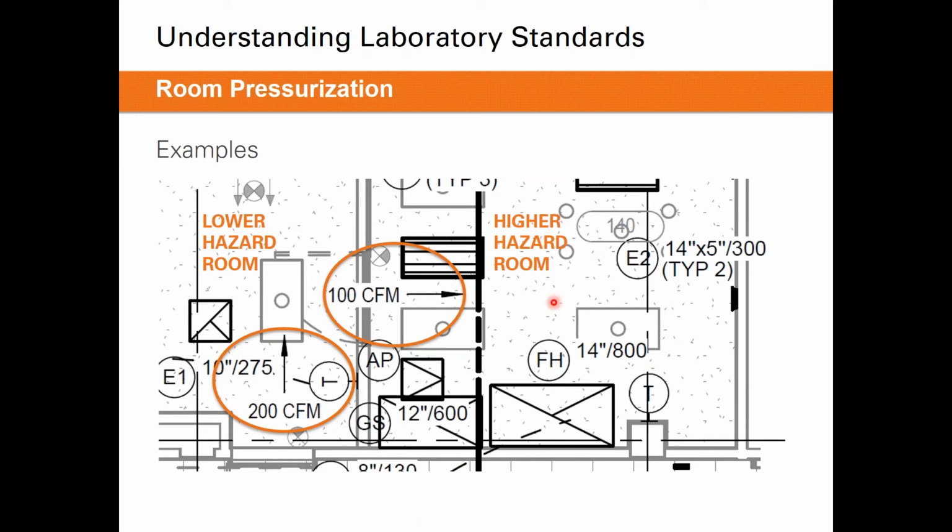This means that as we open doors and enter spaces, airflow will flow from the corridor into the lower hazard room and then into the higher hazard room from the lower hazard room. So this can be a useful way of showing on the mechanical plans the direction of airflow and the pressurization of each space.